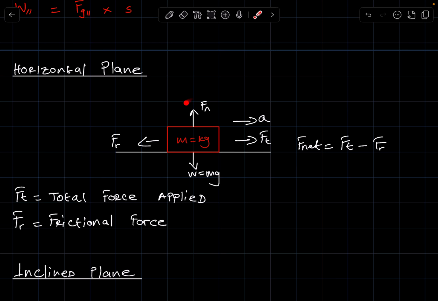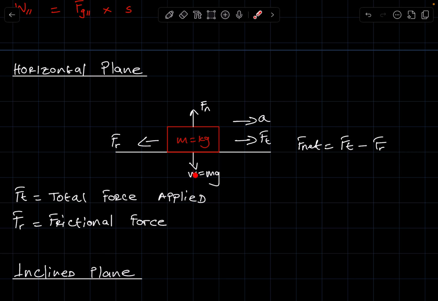Right, you have the normal force, so these two forces essentially cancel each other out. That is why, when the object is moving along the horizontal plane, the work done will only be done along the horizontal plane, and no work will be done along the vertical plane. Why? Because the two forces, the normal force and the weight of the object, will cancel each other out.